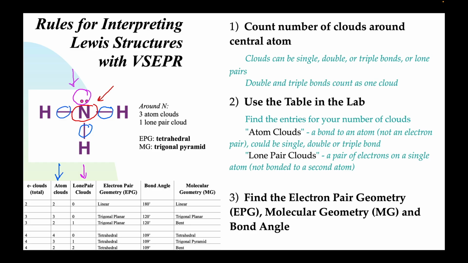So if you look down here on the bottom, you'll see that there's 4 electron clouds there towards the bottom. 3 of them are connected to atom clouds, 1 is connected to a lone pair cloud. So this thing would have a tetrahedral electron pair geometry. The molecular geometry is trigonal pyramid. That's just a name you can know. Don't have to worry about what it means. And you can even find the bond angle. The bond angle here would be 109 degrees. So this is how this works out.